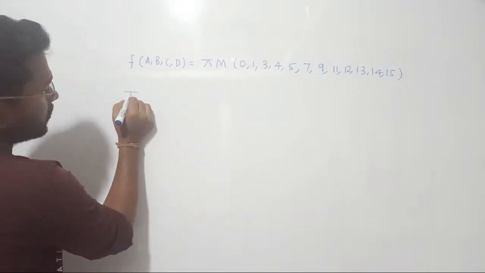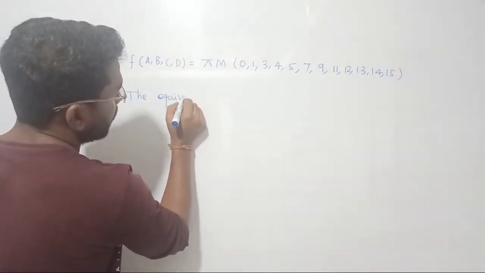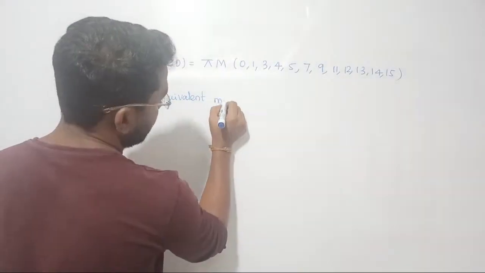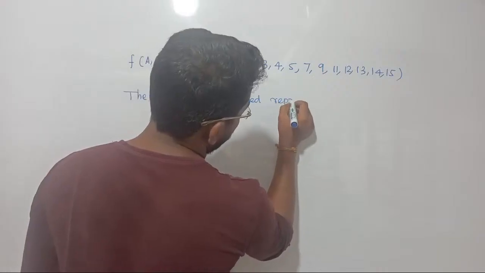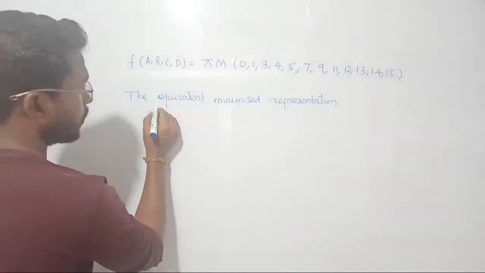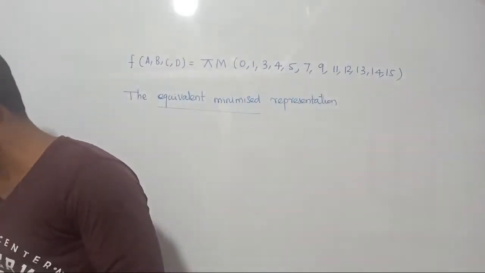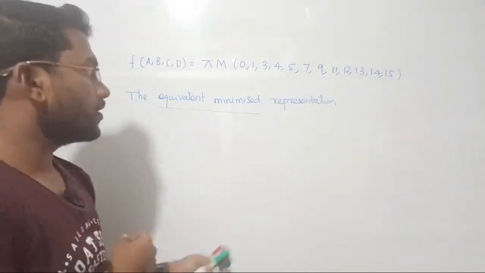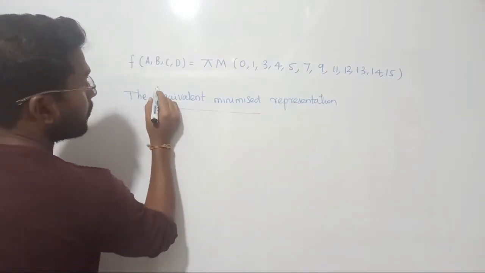Now the question is: what is the equivalent minimized representation? That is the question. The key is the beginning of this phrase, equivalent minimized representation, right? So let's try and bring the answer for this question. I told you, it's almost a POS to SOP conversion, right? Because what they are asking is that you find the equivalent minimized expression.